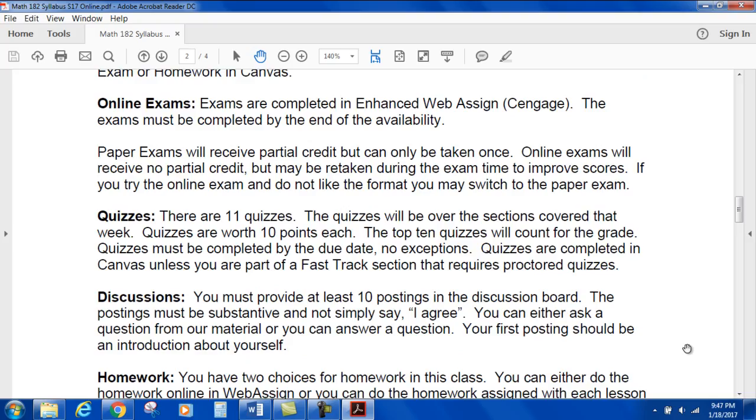Quizzes. There are 11 quizzes. Quizzes will be over the sections covered that week. Quizzes are worth 10 points each. The top 10 quizzes will count for the grade. Quizzes must be completed by the due date, no exceptions. Quizzes are completed in Canvas unless you're part of a fast-track section that requires proctored quizzes.